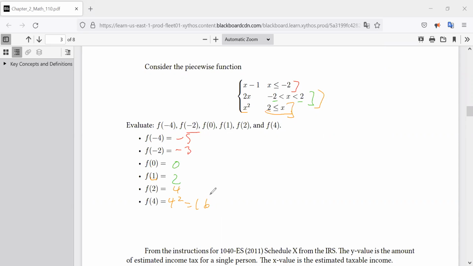Cool, does this make sense to everybody? It's making sense to me. Cool.